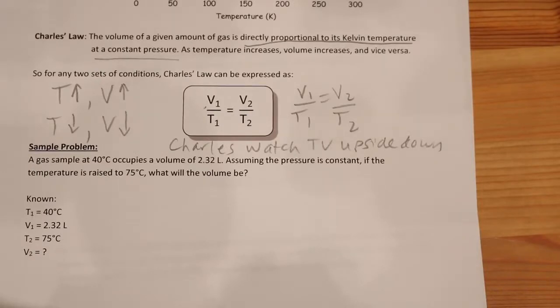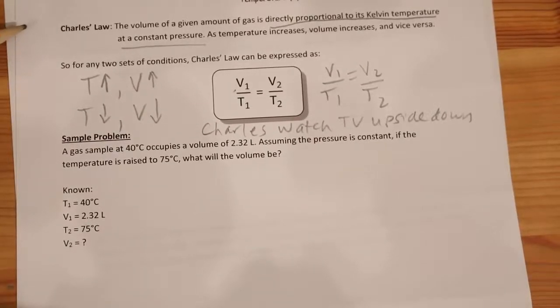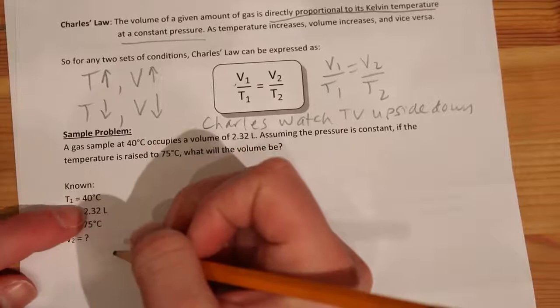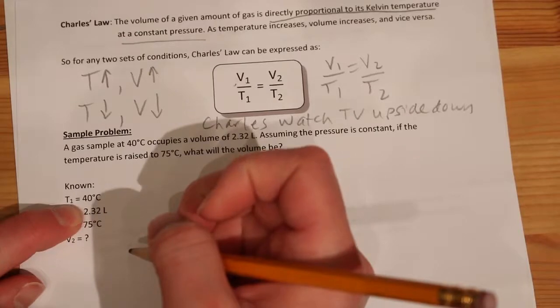But let's look at a sample problem really quickly. It says a gas sample at 40 degrees Celsius occupies a volume of 2.32 liters. Assuming the pressure is constant, if the temperature is raised to 75 degrees Celsius, what will the volume be? So remember from our definition of Charles' law, we are only talking about temperature in Kelvin. So we absolutely always have to make sure our temperature for these Charles' law problems is in Kelvin. So in order to convert our temperature in Celsius to Kelvin, we're going to add 273.